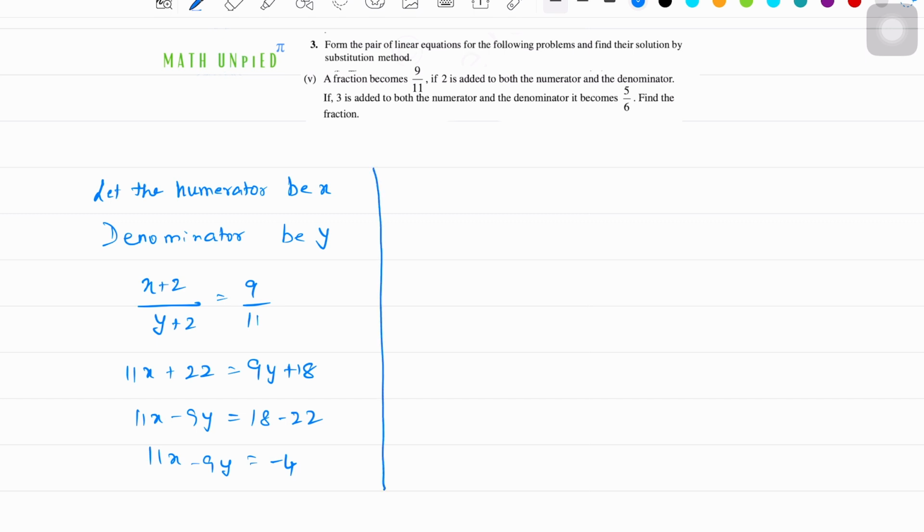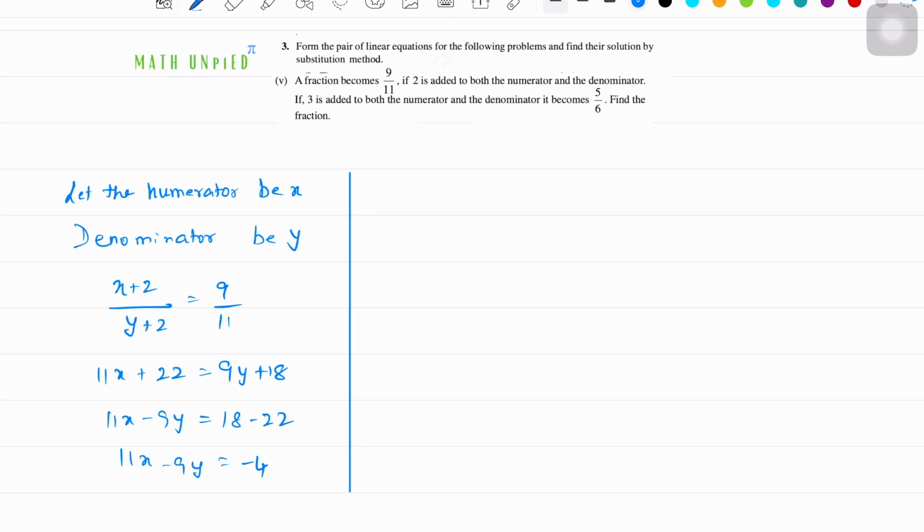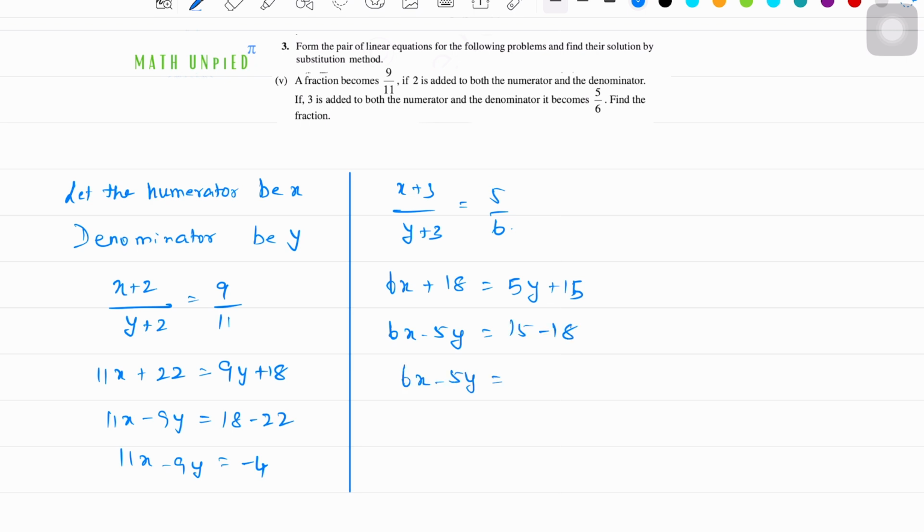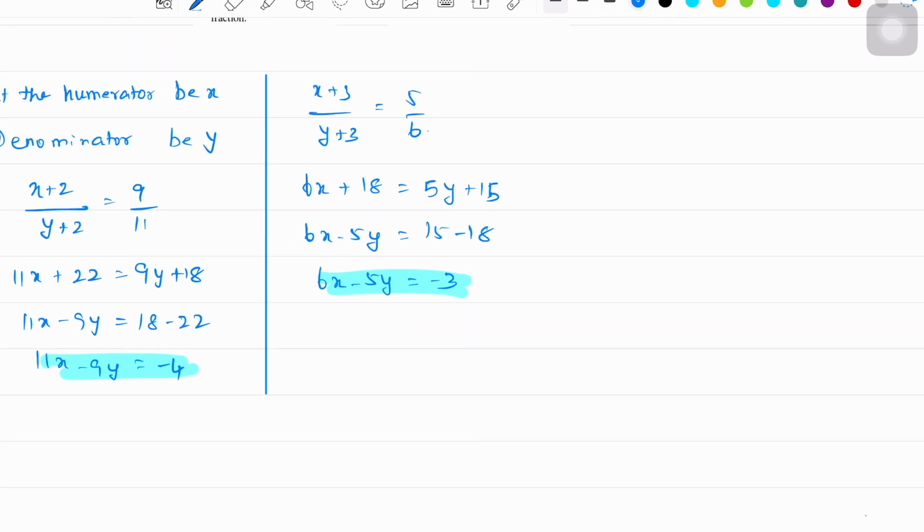Now let's see the second condition. If 3 is added, it becomes 5 over 6. So x plus 3 over y plus 3 equals 5 over 6, or 6x plus 18 equals 5y plus 15. And 6x minus 5y equals 15 minus 18, or 6x minus 5y equals negative 3. So we have got two equations, and we need to solve this to find the fraction. So first I will write them.